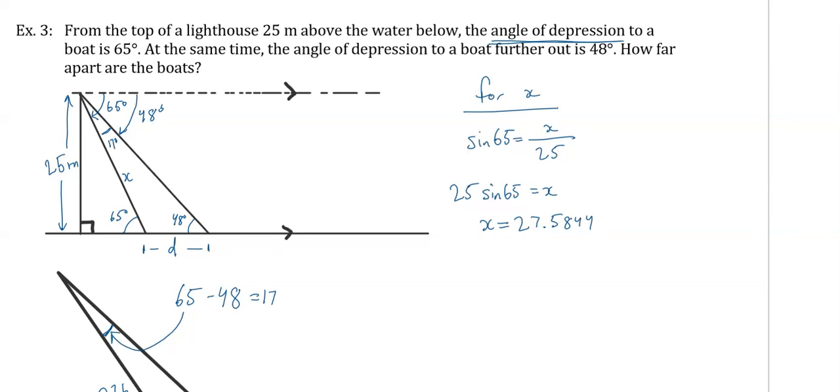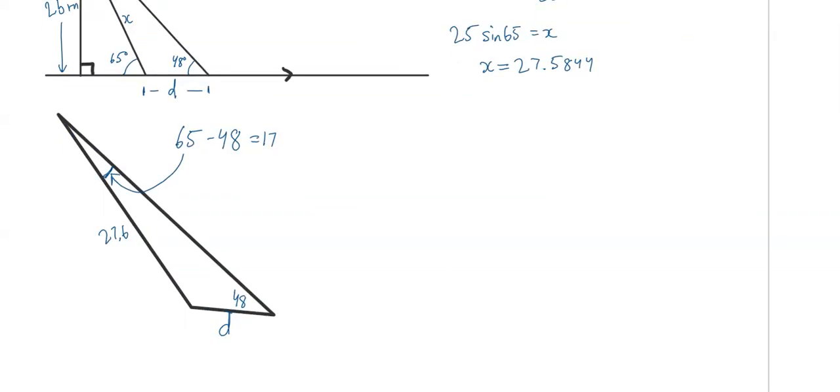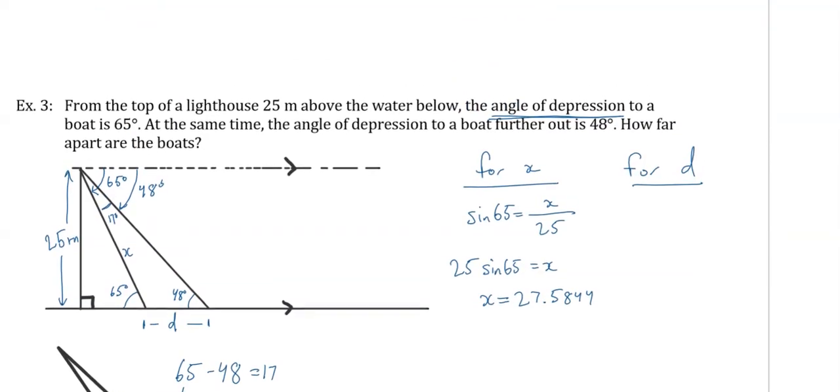So we are going to be using sine law again. So I've got D over the sine of the angle across from it, which is 17, equals the 27.6 over the sine of the angle across from it, which is the 48. And I got 10.9.